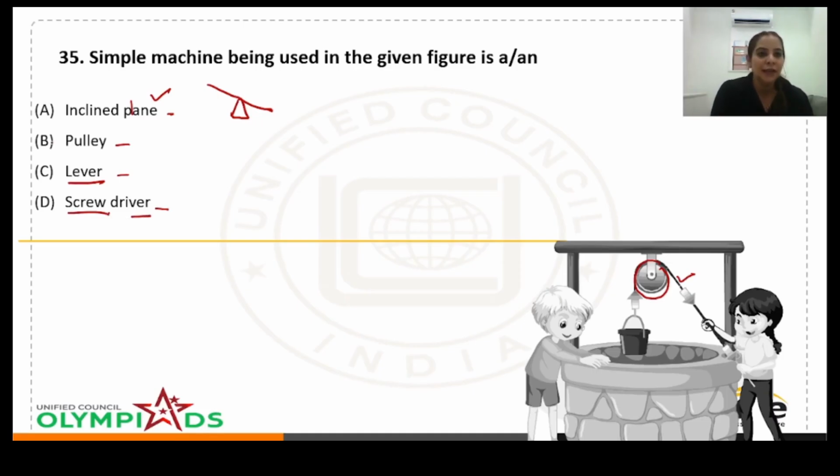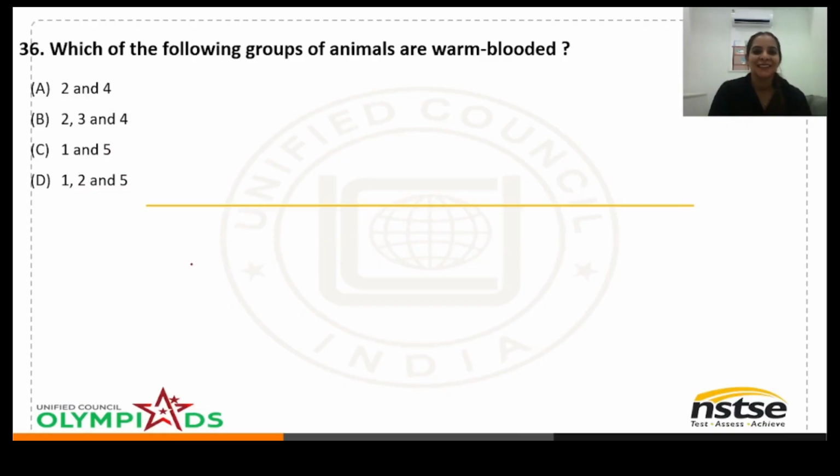So here the correct answer is the pulley. That is option B. So what is a pulley? A pulley basically has a grooved wheel over which the rope moves, and by pulling this, like here the girl is pulling a heavy bucket from a well, she can easily pull it by using a pulley. So option B is the correct answer. I hope you got it.